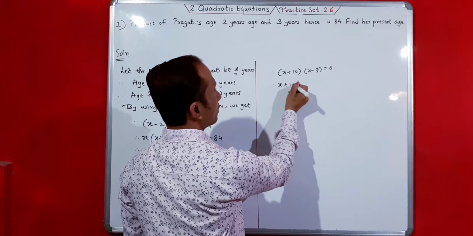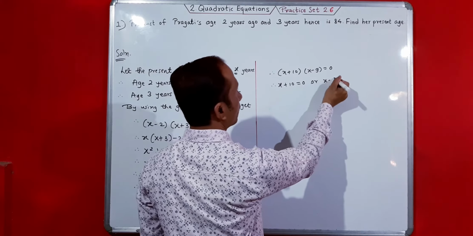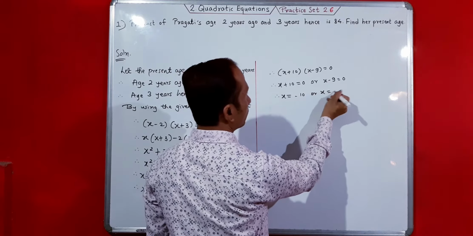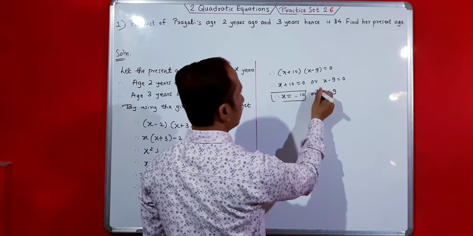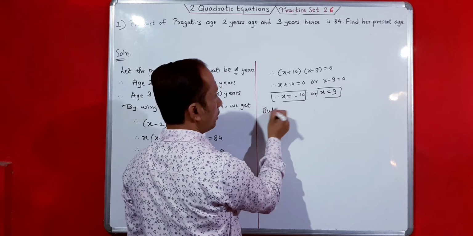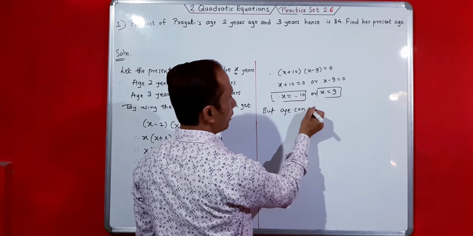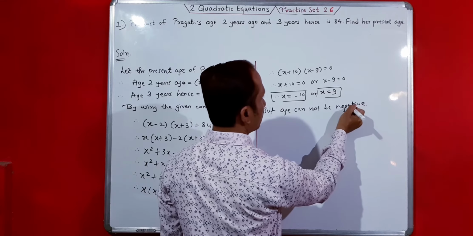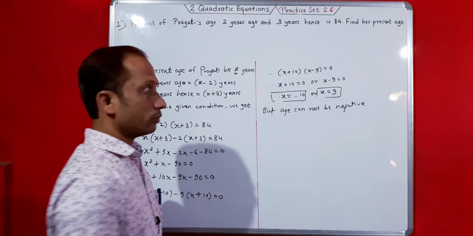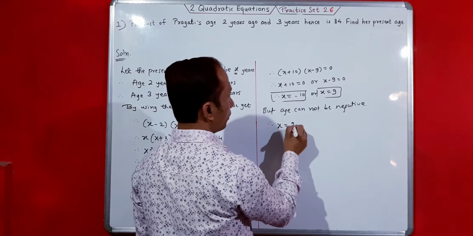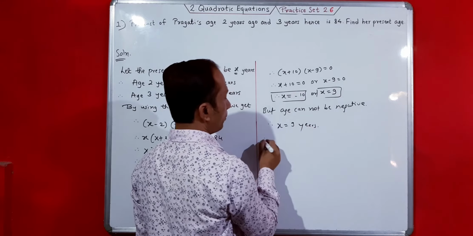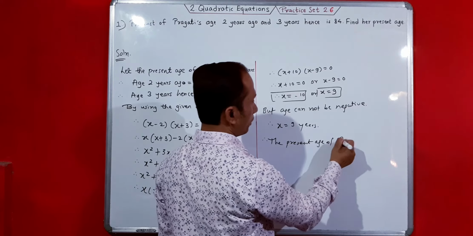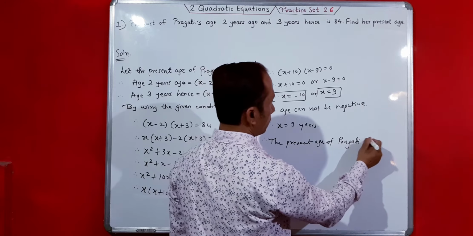Therefore x plus 10 is equal to 0 or x minus 9 is equal to 0. Therefore x is equal to minus 10 or x is equal to 9. But we know that age cannot be negative. Therefore x is equal to 9 years. Therefore the present age of Pragati is 9 years.